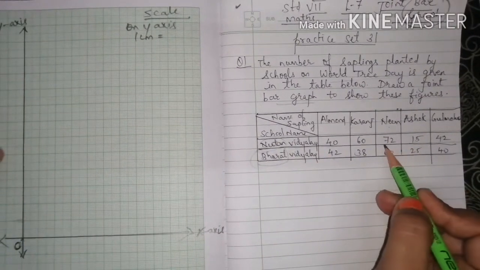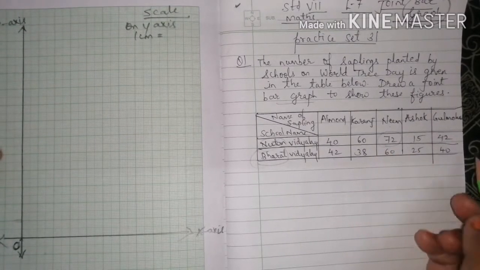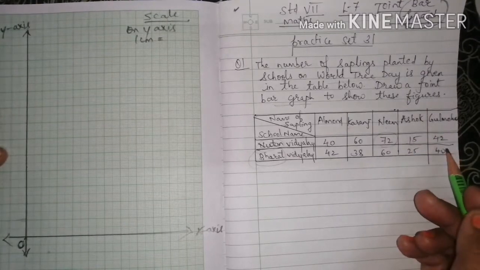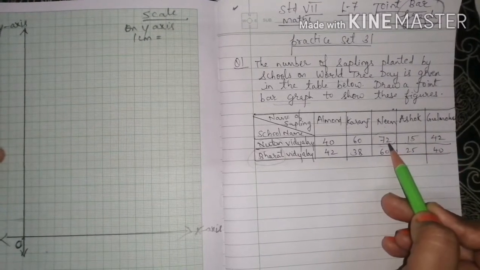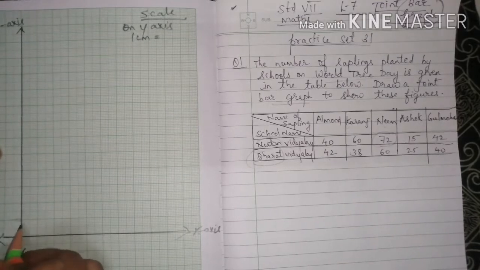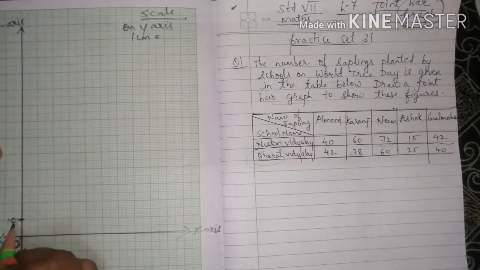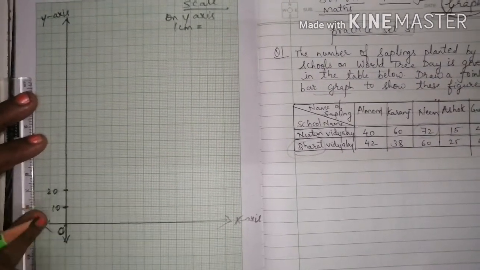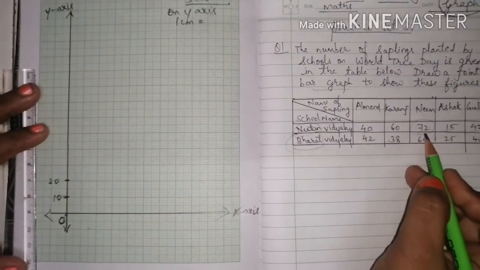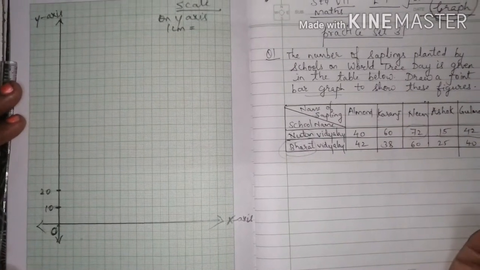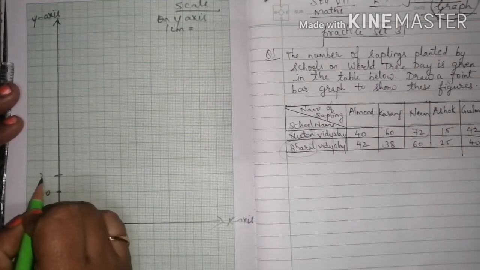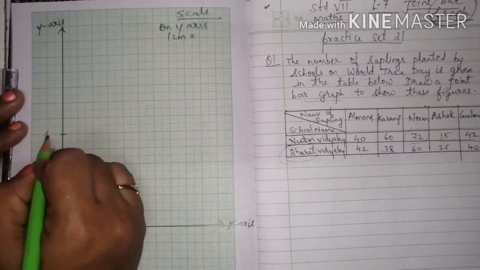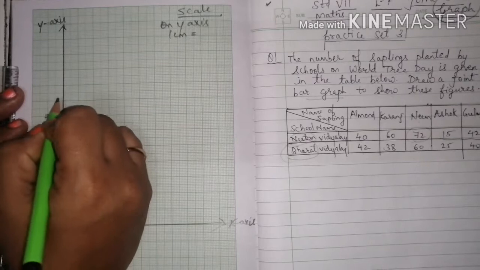So here the maximum number I think is 72 and the minimum number is 15. So we can take 1 centimeter as 10 and maximum we can show till 80. So I'll take this one box, that is 1 centimeter, as 10 saplings. So next box exactly above it will be 20. You have to go on adding 20 till the last is 72. So you can take it till around a figure 80. So I'll show 30, 40, 50, 60, 70, here 80.